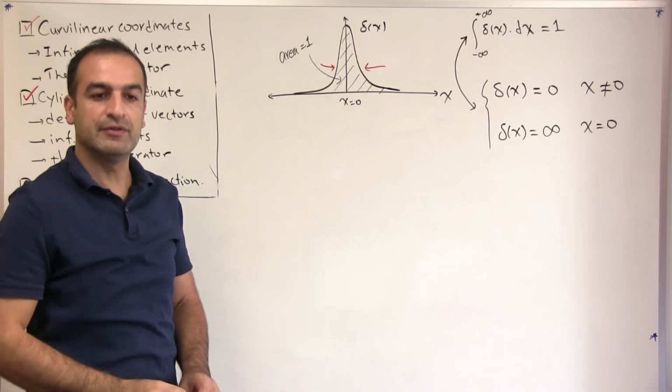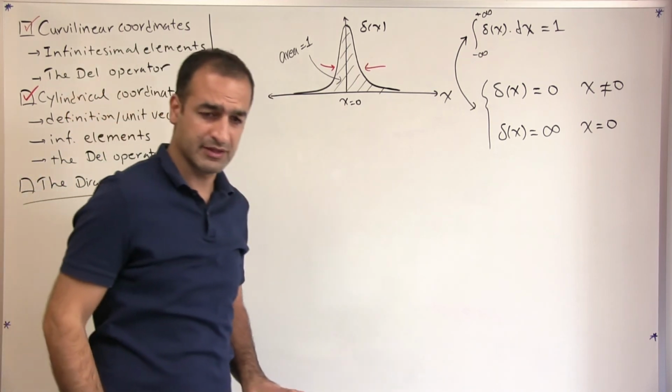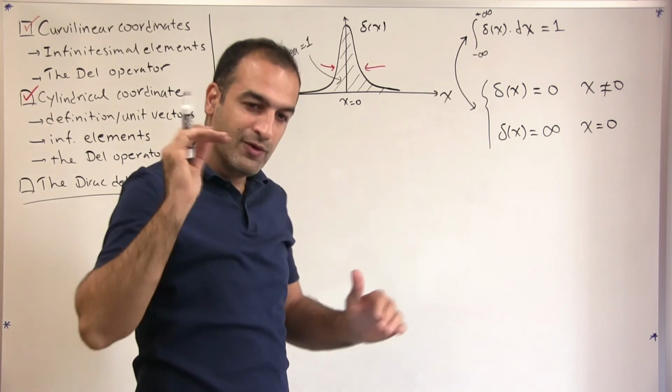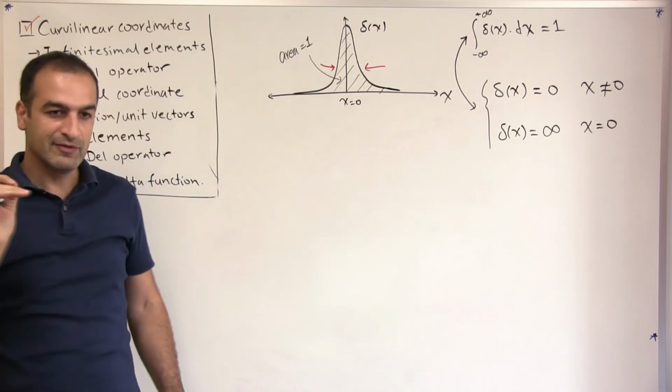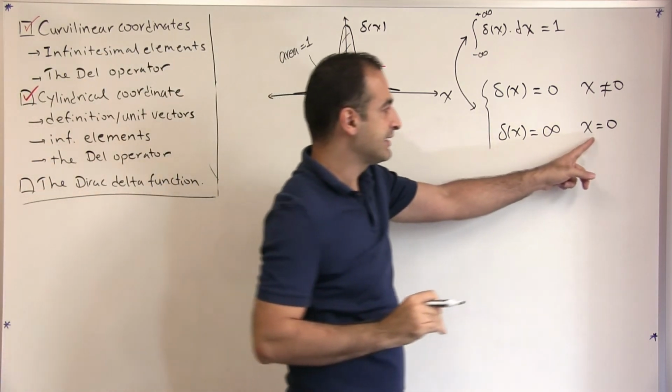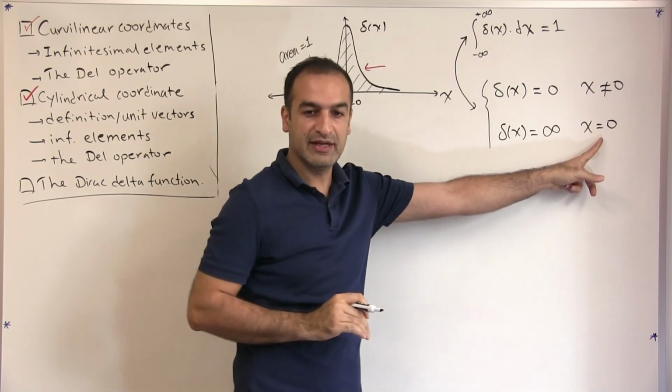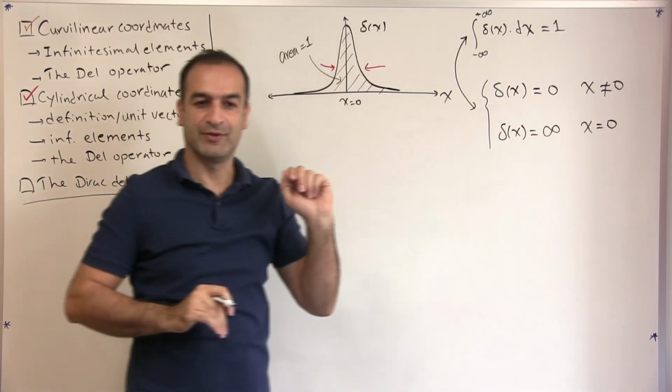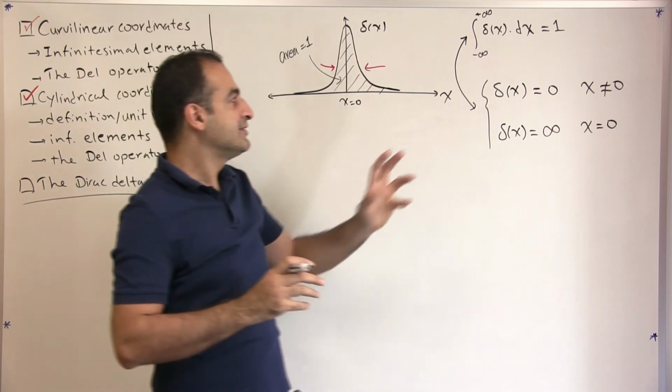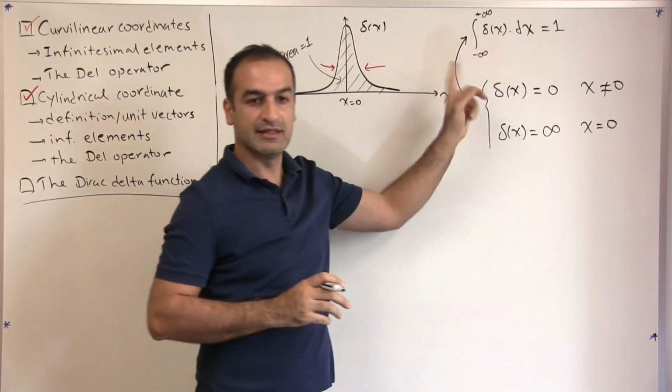So it's a very weird function. It is always 0, except right at x equals 0, and the value at that point is infinity. But we need to do that if we want to maintain this condition.